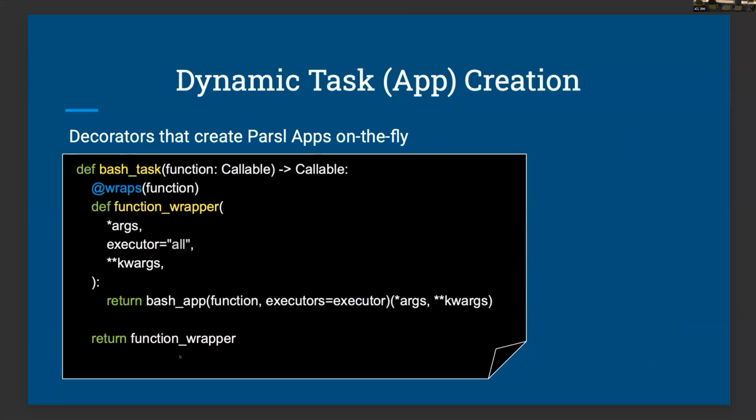And the way that this decorator works, this is just a little excerpt. It's just your classic decorator pattern. We're just wrapping the original decorator with a new thing that adds an executor argument to it. All right.